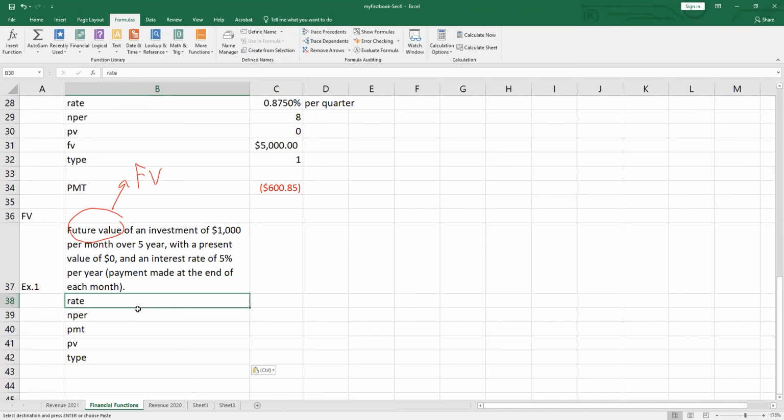Of $1,000 per month. This is from this phrase. It tells us two arguments. First one, you invest $1,000 per month. That is PMT. And it says per month in here, which means that you pay monthly.